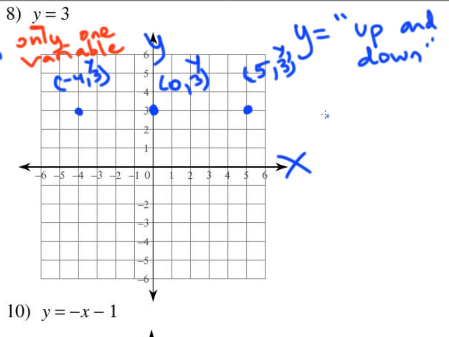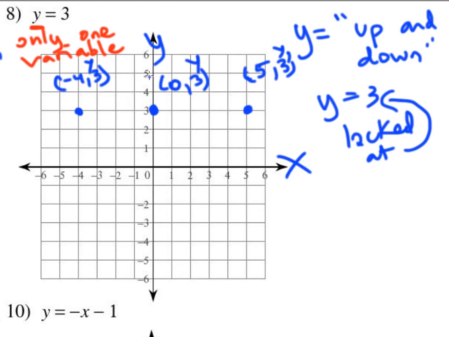In other words, at y equals 3, your up and down value is locked. Your up and down value is locked at 3. So it cannot go up, it cannot go down, it's stuck right here at 3. So, as you might have guessed, y equals 3 is going to be a perfectly horizontal line. Okay? You don't have to do these dots anymore. You can always just do a perfectly horizontal line.